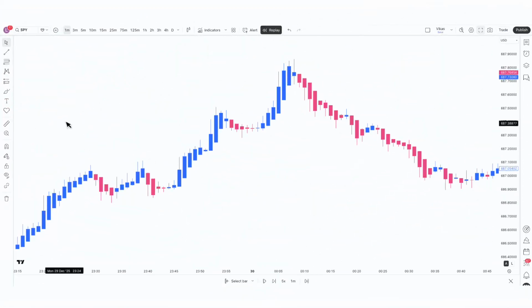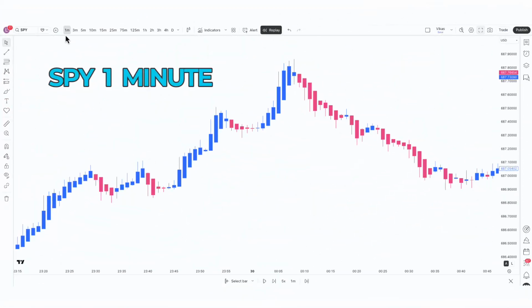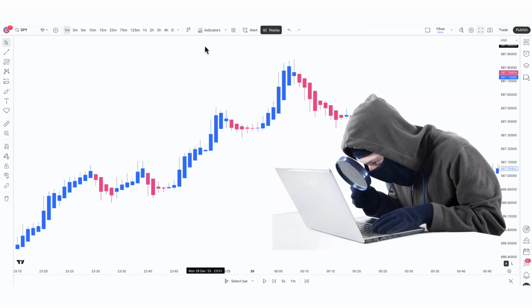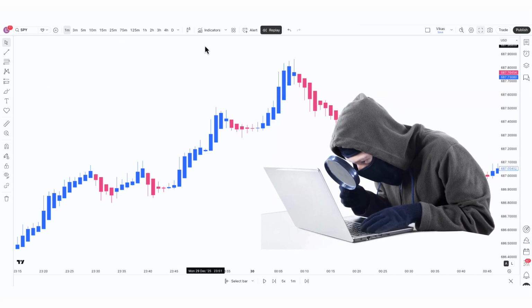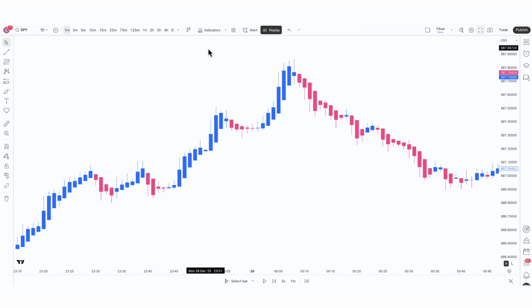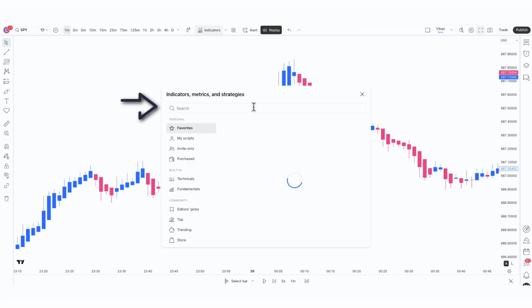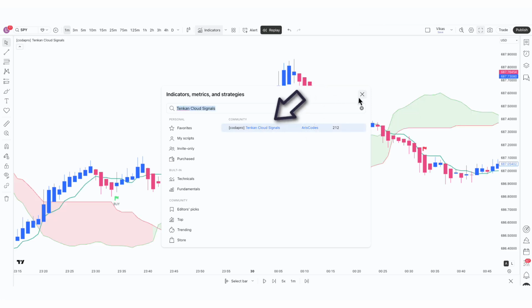Let's start the video. We open the SPY 1-minute chart. And don't sweat the time frame either. Next, you'll want to find those magic indicators. Head over to the Indicators tab and search for the Tenkan Cloud signals. Select the indicator made by Aris codes and add it to the chart.